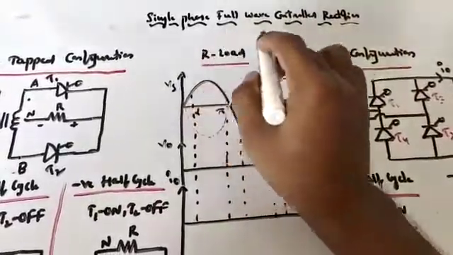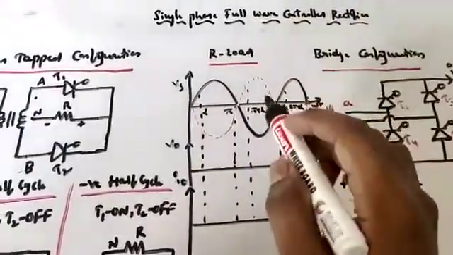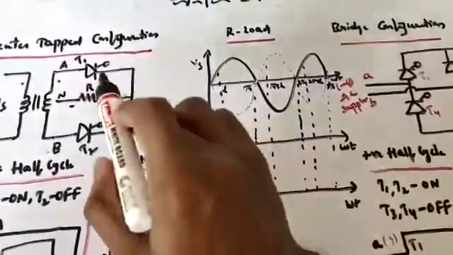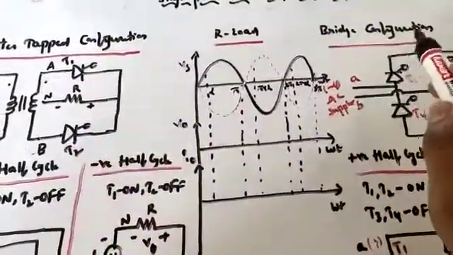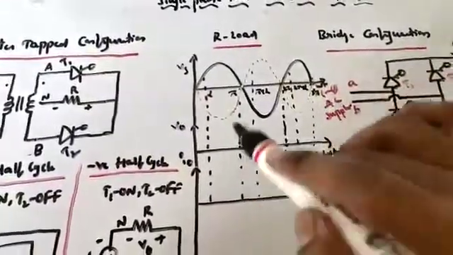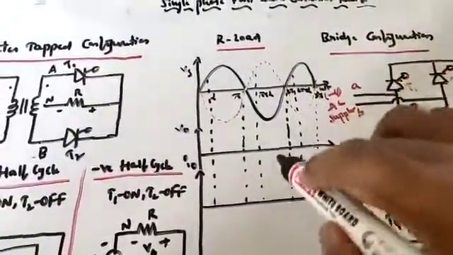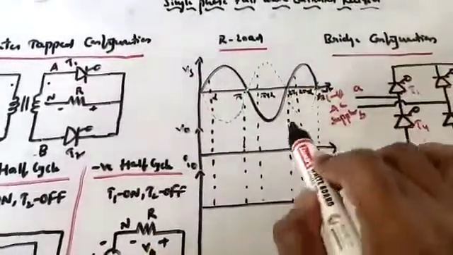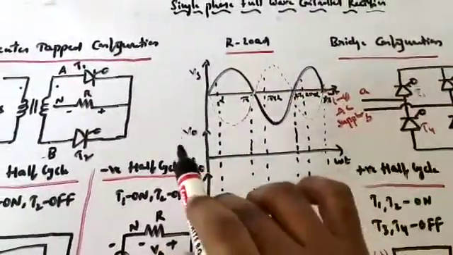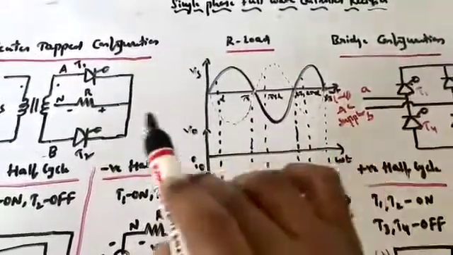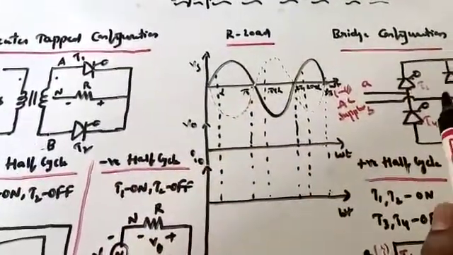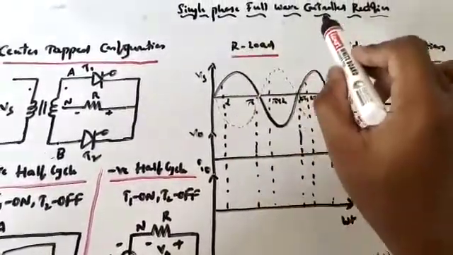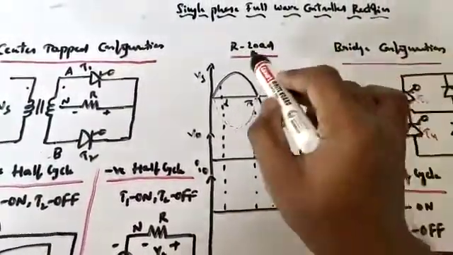Now the topic is single phase full wave control rectifier, right? There are two kinds of configurations: one, center tapped configuration, and two, bridge type configuration. Whatever waveforms I am going to analyze in the video lectures on single phase full wave control rectifier are similar for both the center tapped configuration and the bridge type configuration.